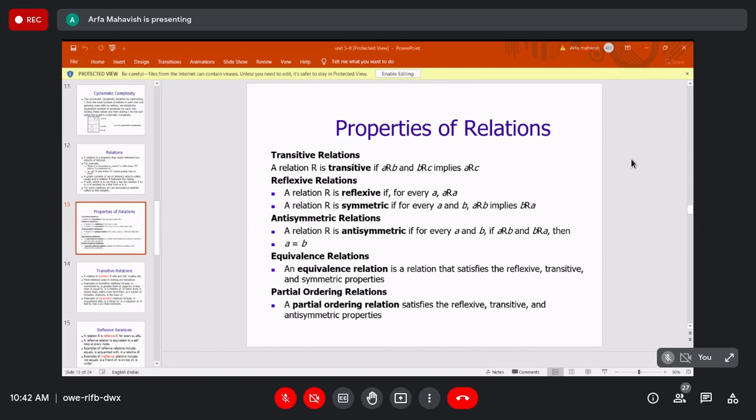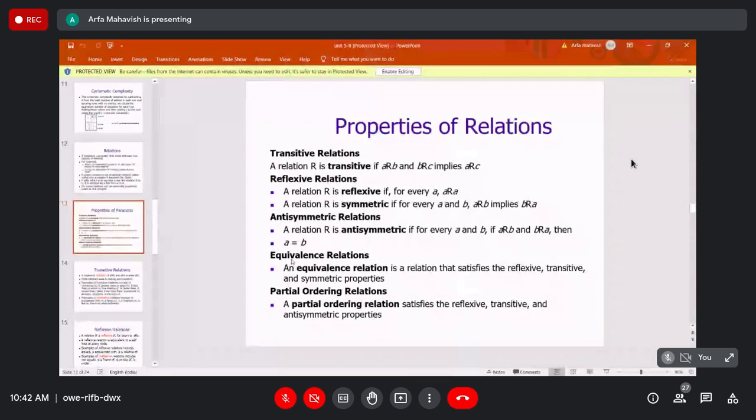Next we have the equivalence relationship. In this relationship, the relation will satisfy three properties, that is reflexive, symmetric, and transitive. Then it is called the equivalence relationship. So if all three properties are there in the relationship, we call it the equivalence relationship. These three properties should be there in that.